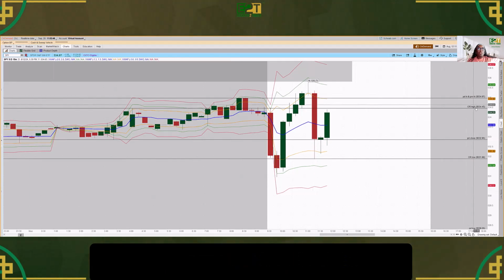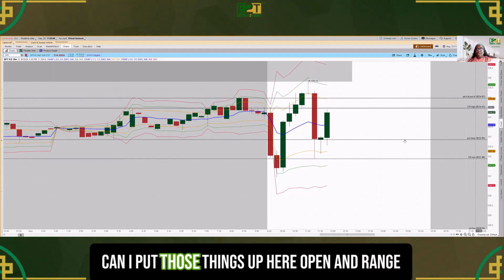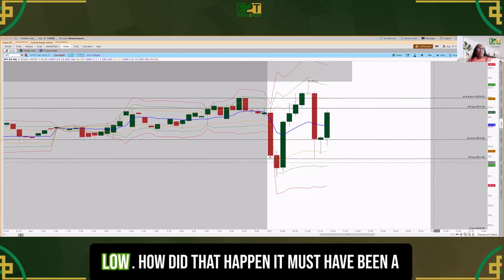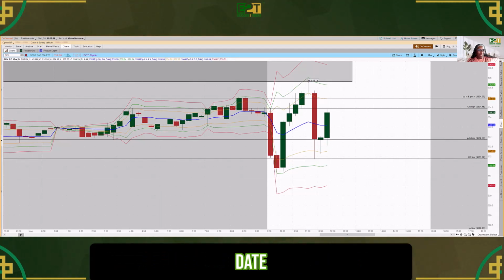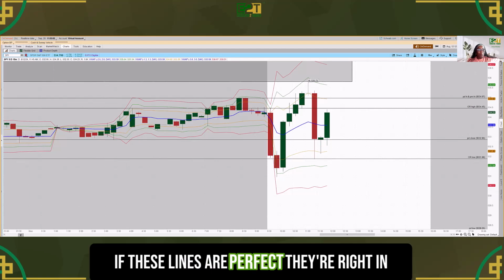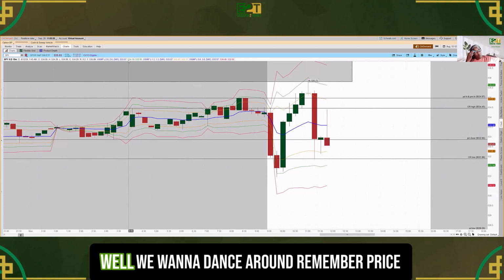Opening range high. Did I put those things on here? Opening range low. How did that happen? Must have been a previous time, I was using the same date. These lines are perfect, they're right in place.